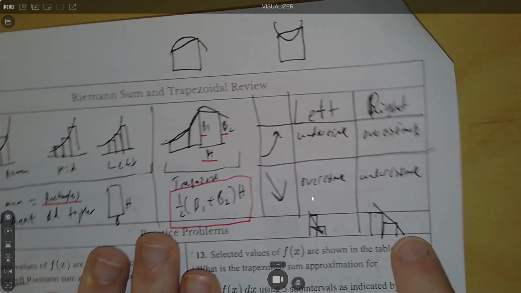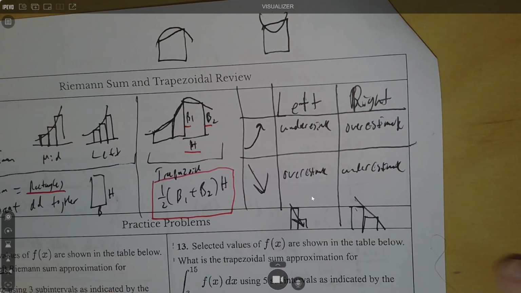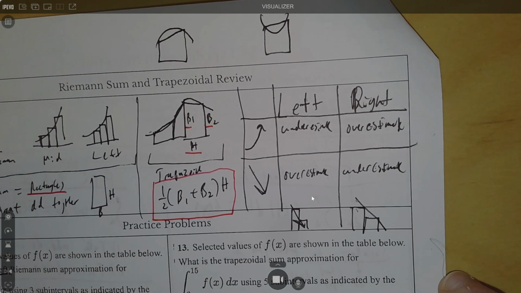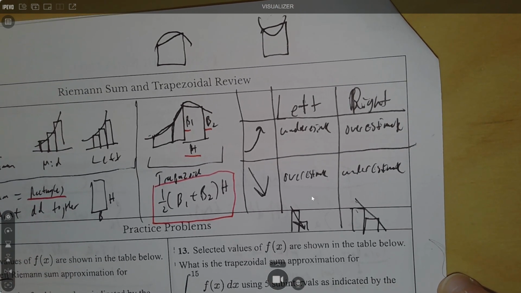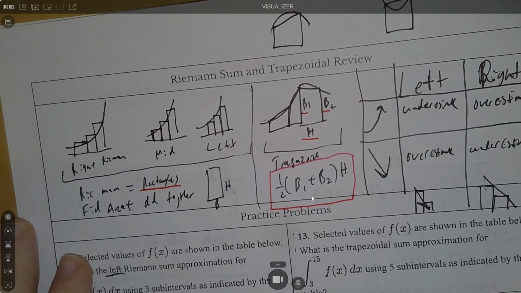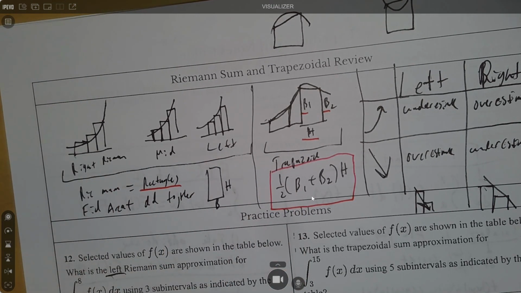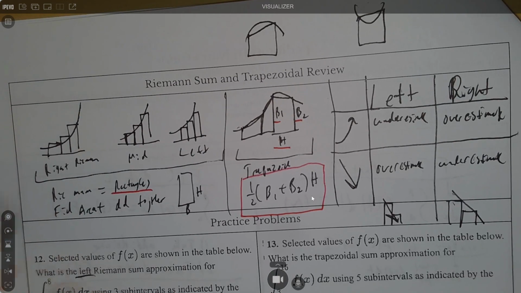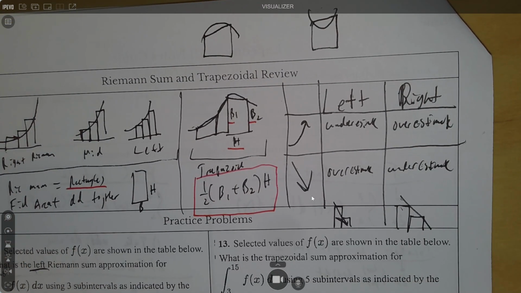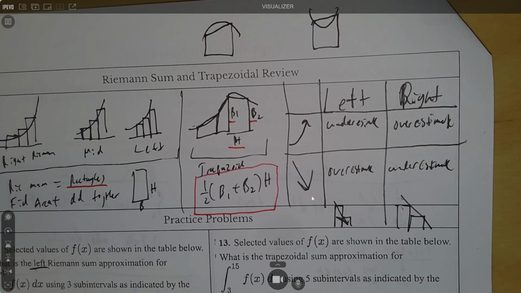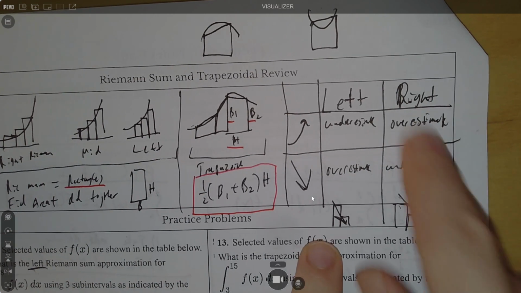Then we have another common question that the AP test likes to ask. A typical question might look like this. A typical question might ask you to use the trapezoid method, or use a right Riemann sum, or use a left Riemann sum to find a certain value, or to estimate a certain quantity given a table. That might be A, and B might be, okay, was that Riemann sum that you found an overestimate or underestimate? And this is where this is helpful.